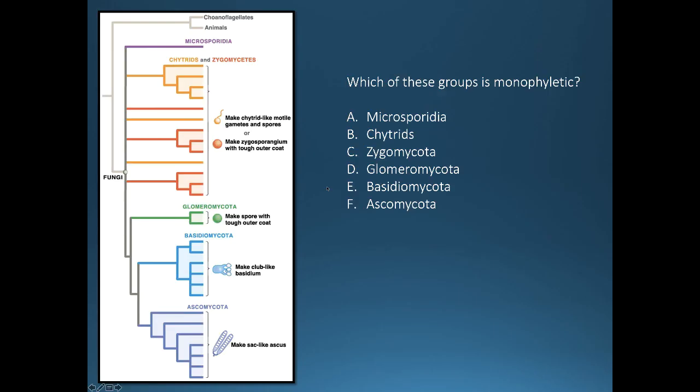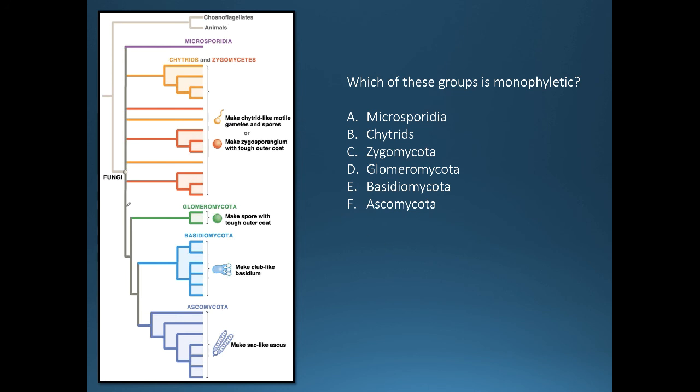So to address this question, let's look at a phylogenetic tree showing just the fungi. And we can see our 6 different groups here. We have the Microsporidia, the Chytrids and the Zygomycetes, the Glomeromycota, the Basidiomycota, and the Ascomycota. And so the question is, which of these are monophyletic? So go ahead and hit pause and think about which one of these A through F are monophyletic. And then when you think you have an answer, go ahead and hit play again.